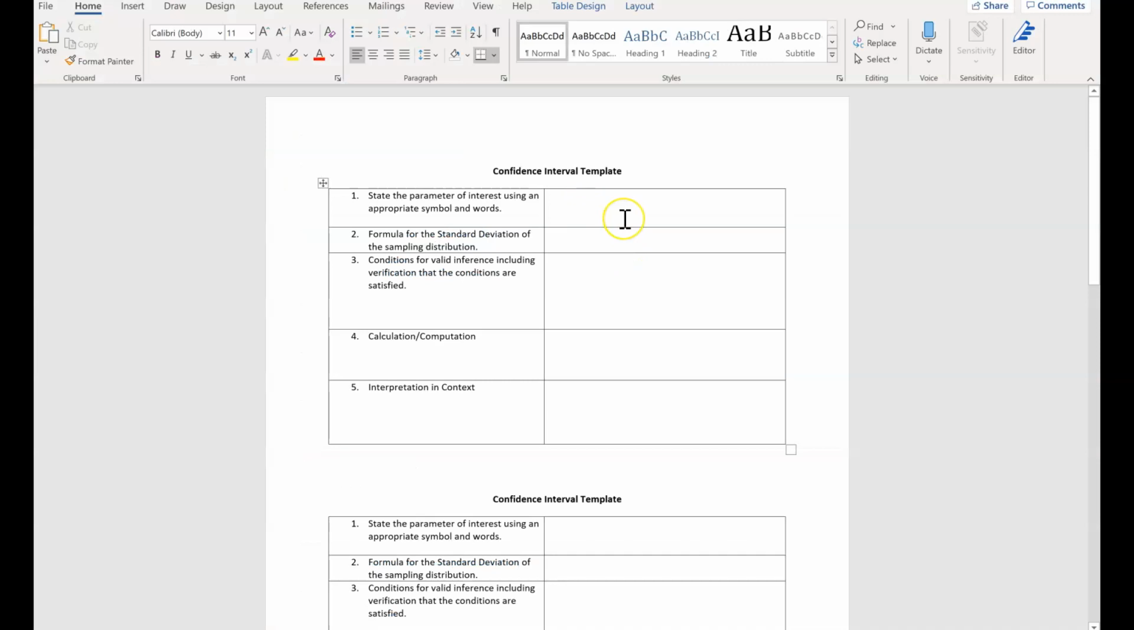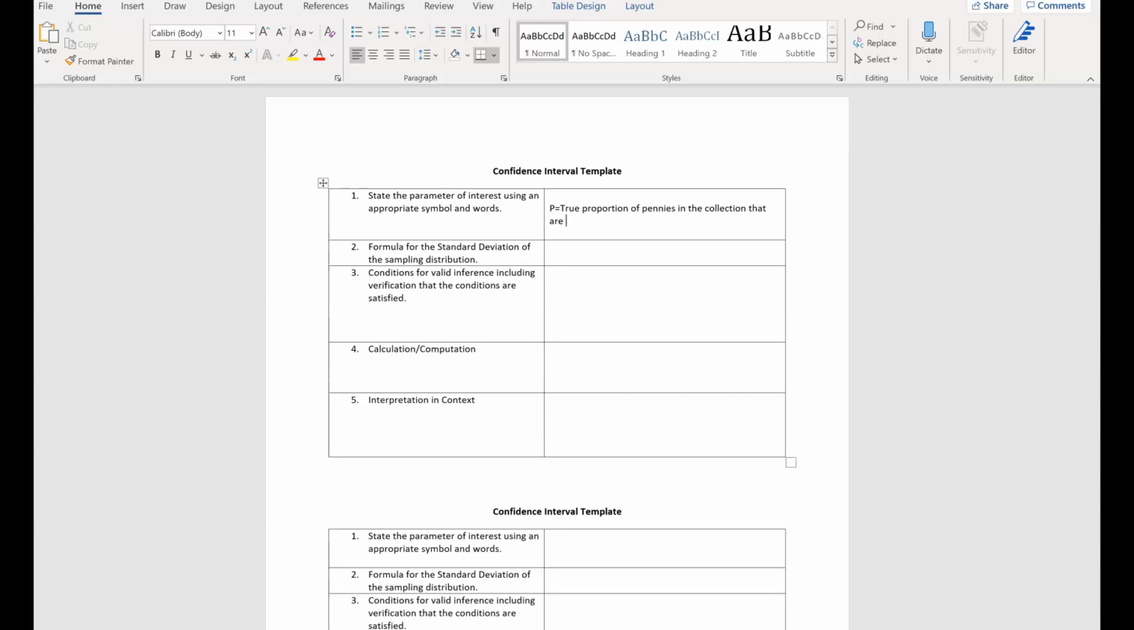All right, so state the parameter of interest. So here's my confidence interval template. This is going to be p. This is the true proportion of pennies in the collection that are more than 10 years old. Okay, it's the very first thing that we want to do.